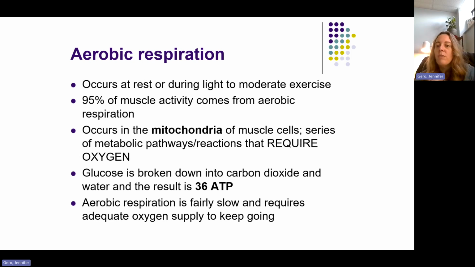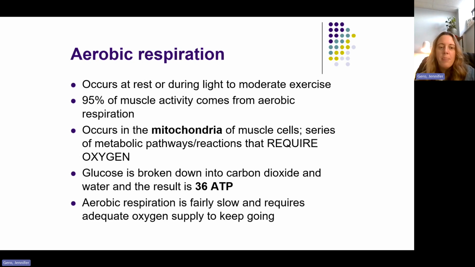Aerobic respiration. So this occurs during light to moderate exercise. It's what we are in most of the time, 95% of the time. This occurs in the mitochondria of the cell. I know in chapter 3, when we talked about our different organelles, and I said, what does the mitochondria do? Everybody yells, powerhouse of the cell. Well, what does that mean? It means that the mitochondria uses glucose and oxygen to make 36 ATP, carbon dioxide, and water.